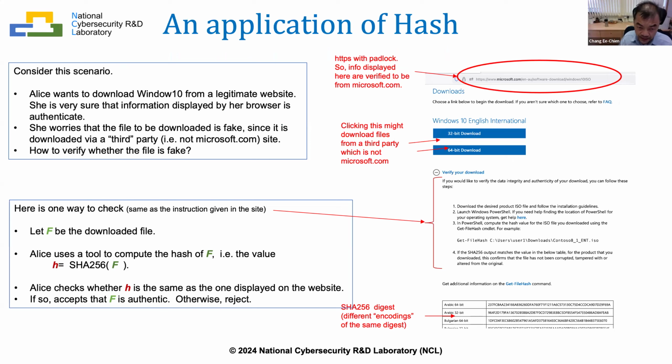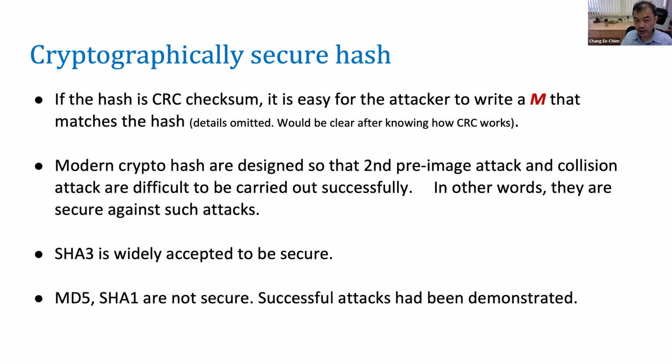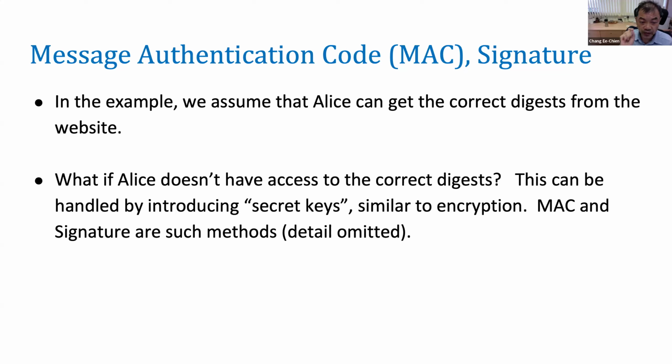Then the idea is similar to encryption. We introduce something called a secret key. And allow me to omit the detail again. Primitives with a secret key that achieve a similar goal as the hash here are called message authentication code, MAC, or signatures. MAC is what we call it when using a symmetric key, and signature when using a public key.